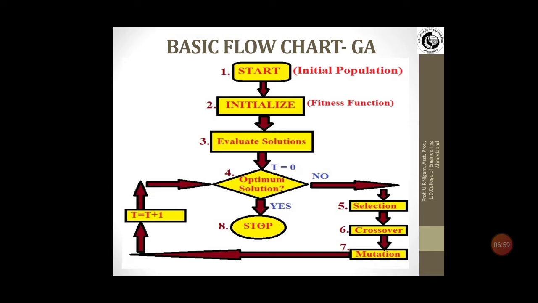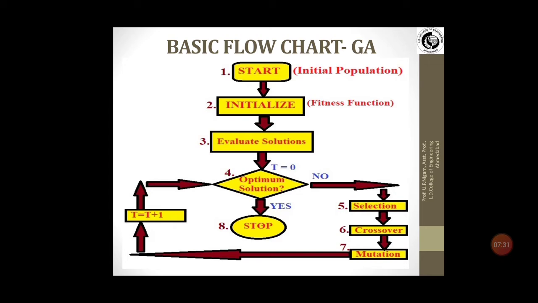Then you have to initialize, which means you have to evolve the fitness function. After randomization, you have to go for a particular fitness function, which is very important. The fitness function is a mathematical equation which will lead to a particular fitness of that problem and will describe the problem. That is known as the fitness function or the objective function. In most cases, both of them are the same.